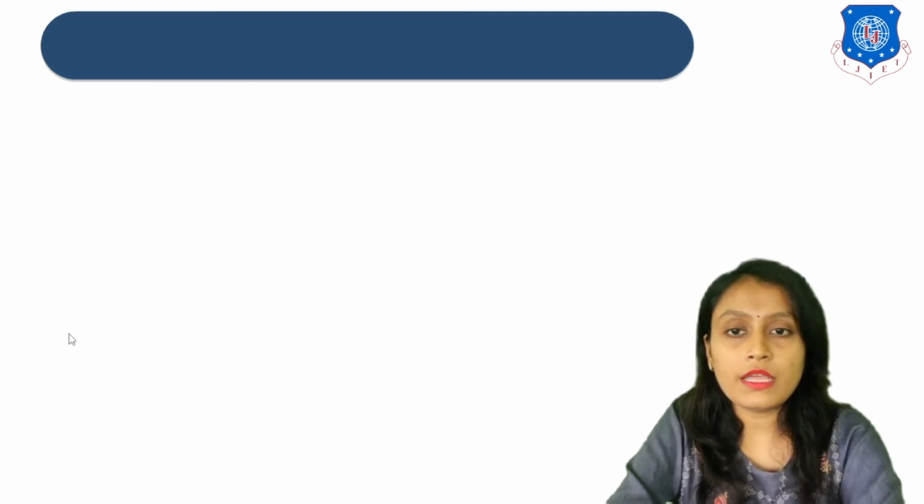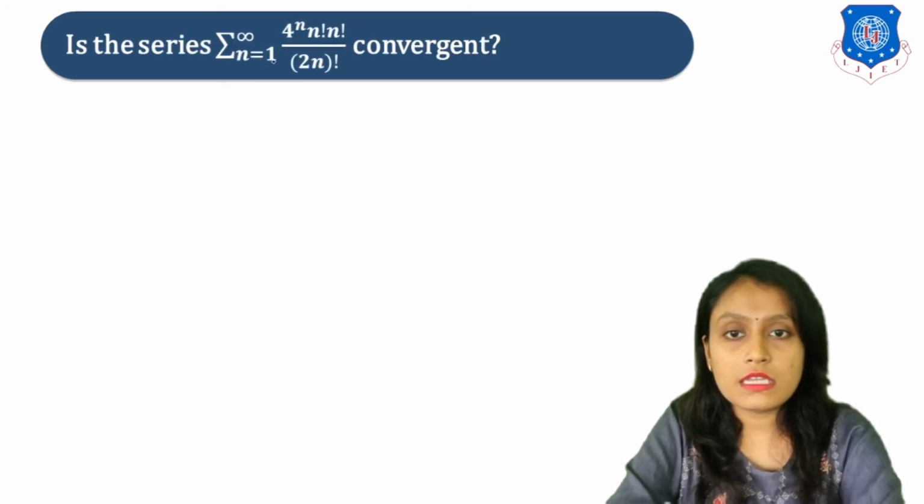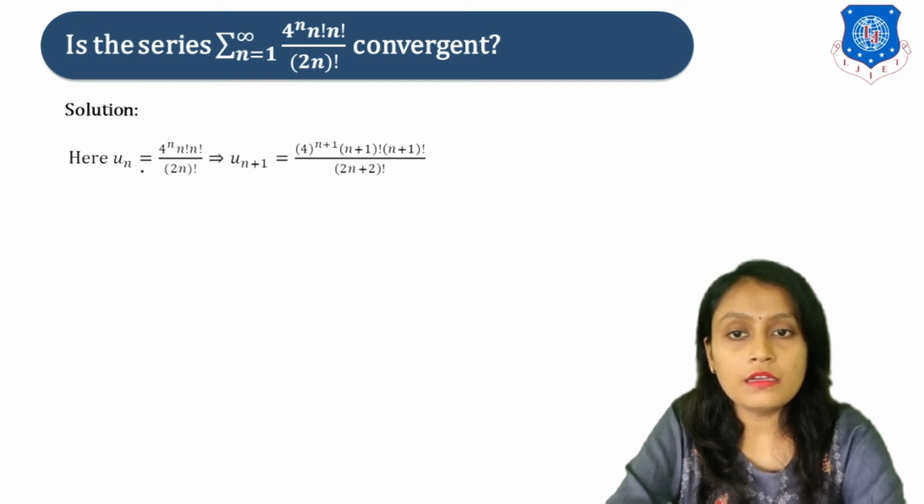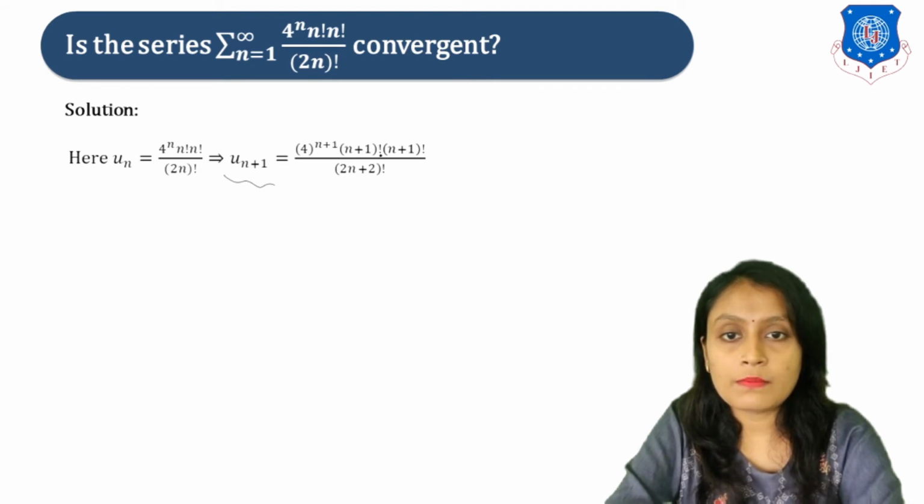Right? Now example. Is the series 4 raised to n into n factorial upon 2n factorial convergent? So let's begin with the solution. Here un is given, that is 4 raised to n into n factorial upon 2n factorial. Firstly, we will find un plus 1. So in place of n, everywhere we have to write n plus 1. So you will get 4 raised to n plus 1 into n plus 1 factorial upon 2n plus 2 factorial. Right?